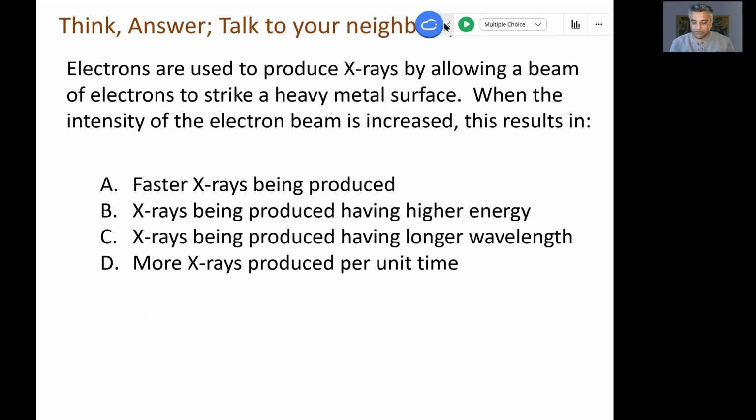So now here is a question related to X-ray production, and you have a minute to answer this question.